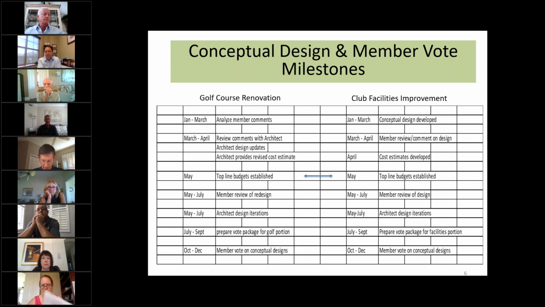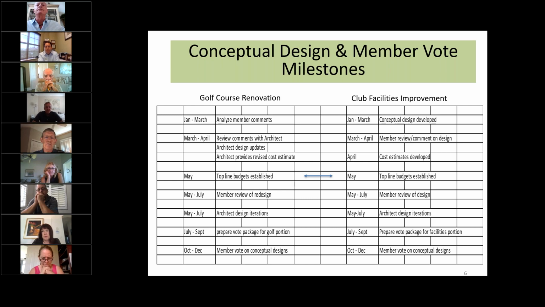Let's take another look at a more detailed milestone schedule for this conceptual design phase. We've got 2 columns here. On the left is the golf course renovation project, and on the right is the club facilities improvement project. Talk first about the golf course renovation project. They already obviously have a first cut at a design, and they're in the process now of analyzing member comments, and have got quite a few comments, well over 100 commenters, and Tom's going to talk about that a little bit later in the presentation.